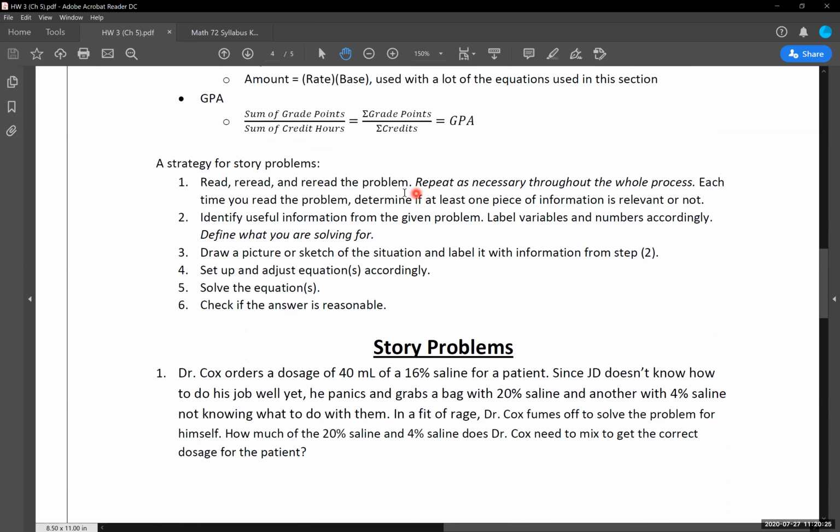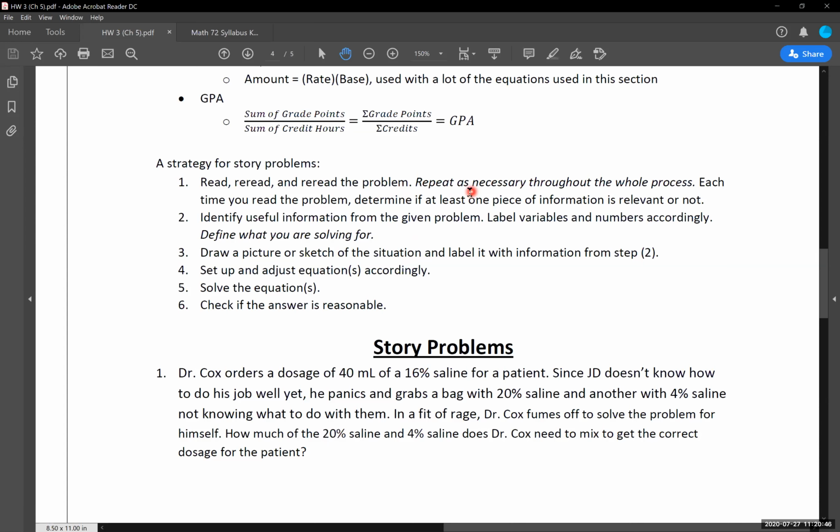A lot of people just say, okay, I've read the problem once, I'm just going to write something down, and I'm just going to start solving that something because I don't want to look into it more. You absolutely need to be rereading the problem for yourself. Do not just read it once and say, okay, well, I've got everything, I'm done.